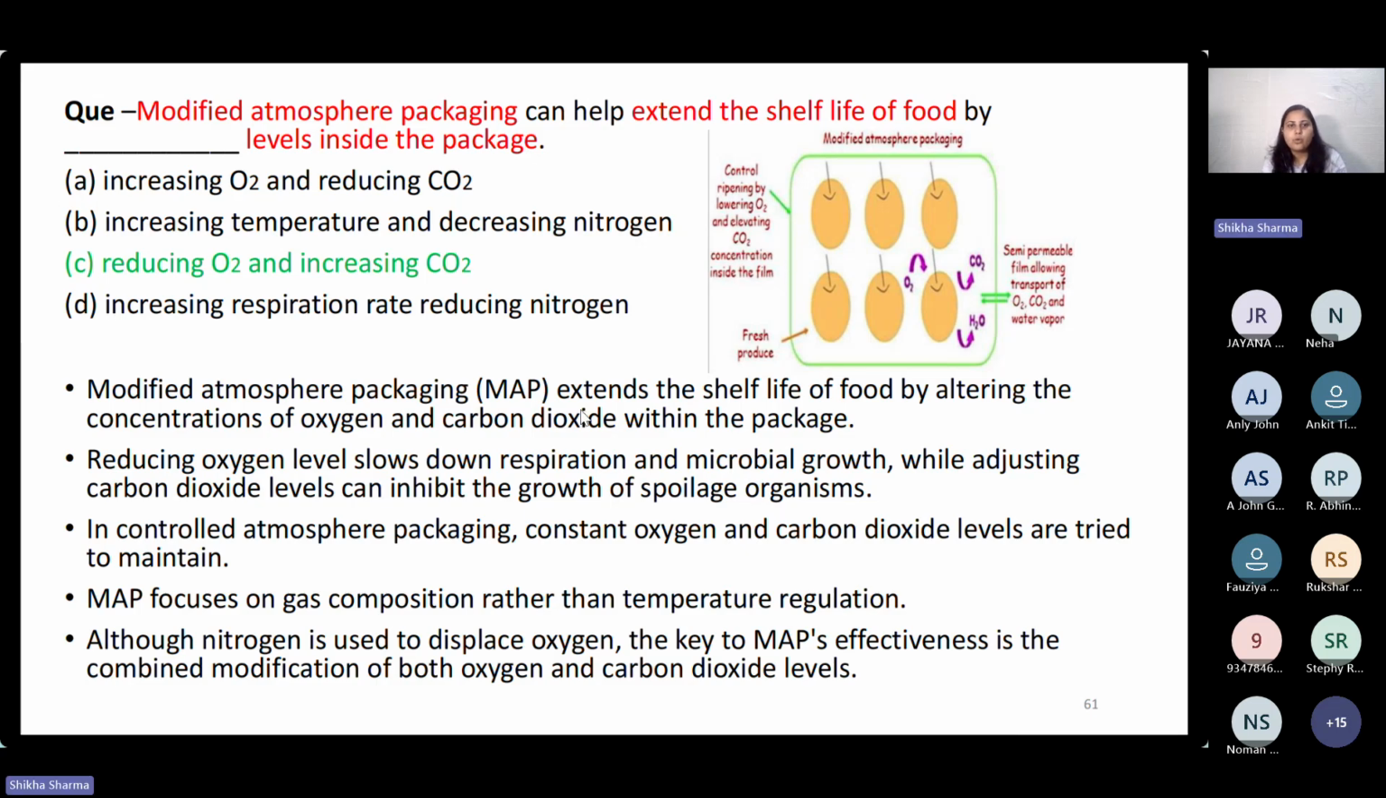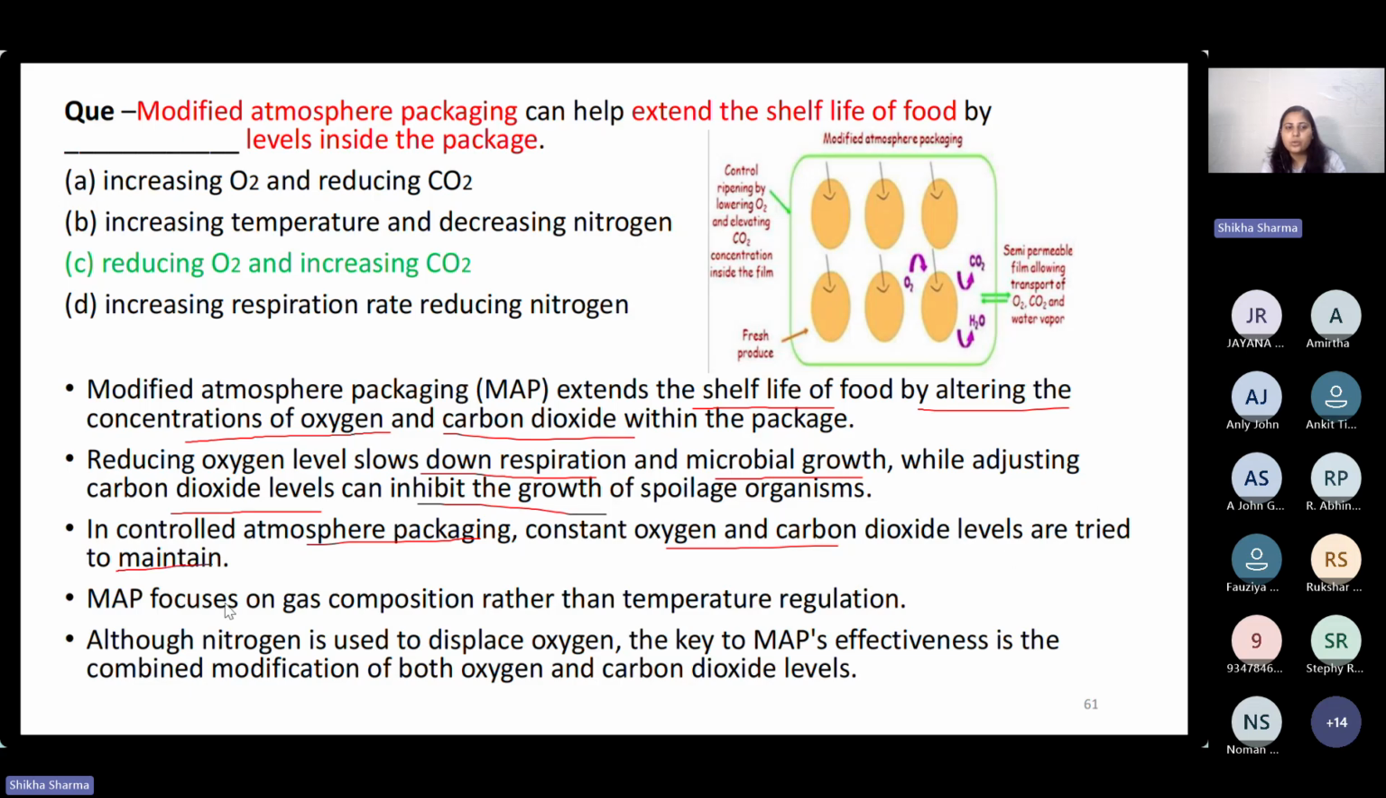So in modified atmosphere packaging, we are increasing the shelf life of the food product by decreasing the level of oxygen and increasing the CO2 in the food package. So when we are decreasing the O2 level, the respiration will slow down and the microorganism growth rate will also slow down, and we can adjust the CO2 level so it can inhibit the spoilage microorganism growth. So in controlled atmosphere packaging, basically constant oxygen and CO2 levels are maintained.